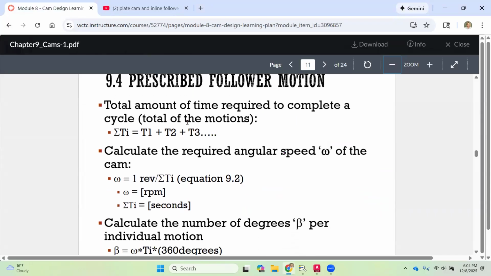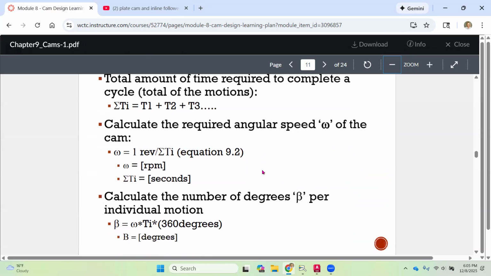So when we look at a cycle, like I said, that is going to be how much time it takes to go around one revolution. Okay. So when we look at what that follower needs to do on its output, we're going to be breaking it down into different segments of time. So there's going to be a total time. That's what the summation symbol is here. And that's going to be equal to time for the first segment of motion plus the time for the second segment of motion plus the third, and so on, however many segments of motion there are in one revolution of that cam. Then we want to calculate what is the required angular speed, W, of that cam.